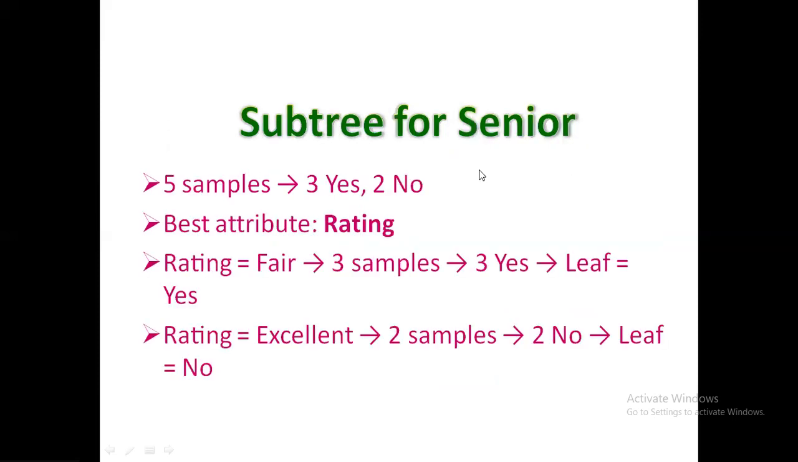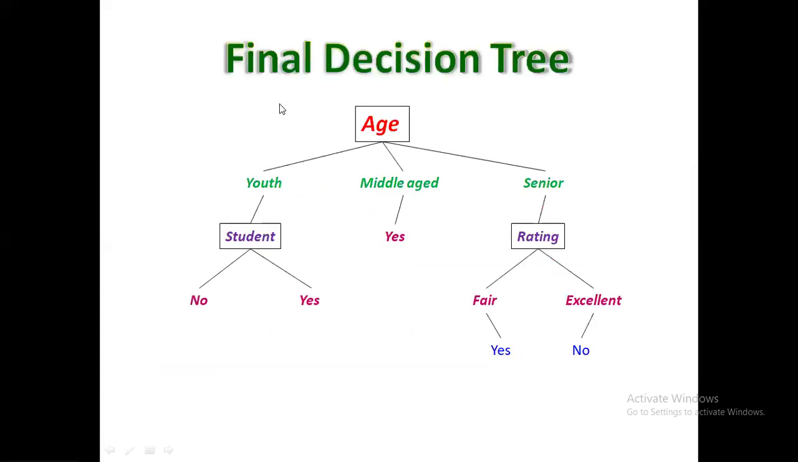And the subtree for senior is 5 samples: 3 yes, 2 no's. The best attribute is the rating. Rating given as fair: 3 samples are given, 3 yes, and the leaf is yes. The rating has another value, excellent. How many excellents are there? 2 samples and 2 no. Here the leaf is no. Finally, the leaf is no. And here 3 yes, the leaf is yes.